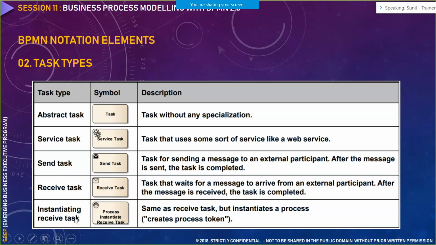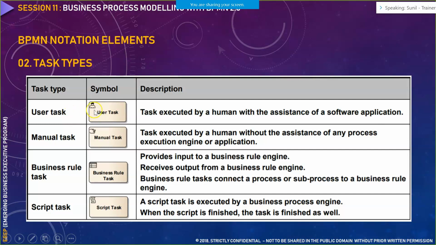Now instantiating a receive task, this light message icon with a circle shows instantiating a receive task. Same as receive task, but instantiates a particular process. It could be a self-triggered process, it could be a manual process. Now user task is something that a user initiates. Manual task is something if there is anything that is needed manually apart from what a system can do. A system which cannot do a specific task is the time wherein you would be including manual task.